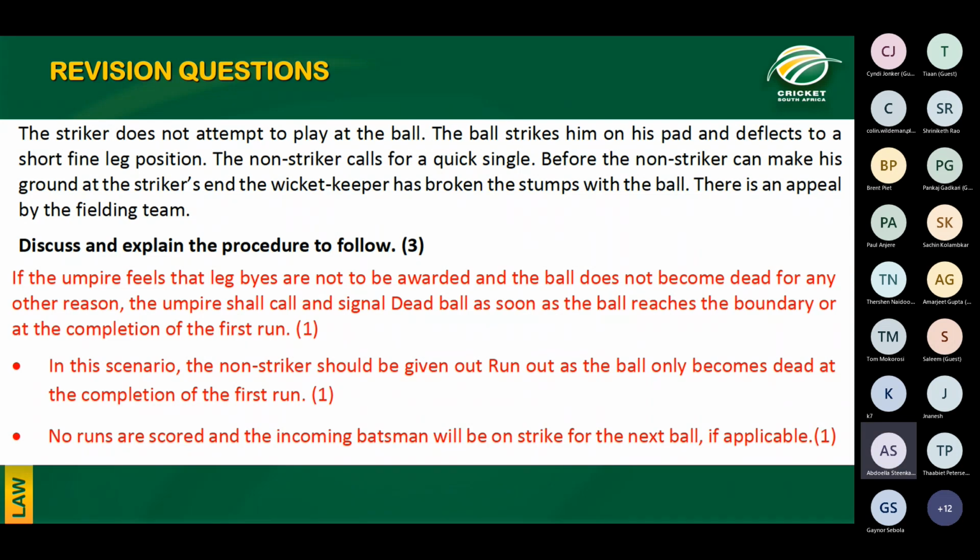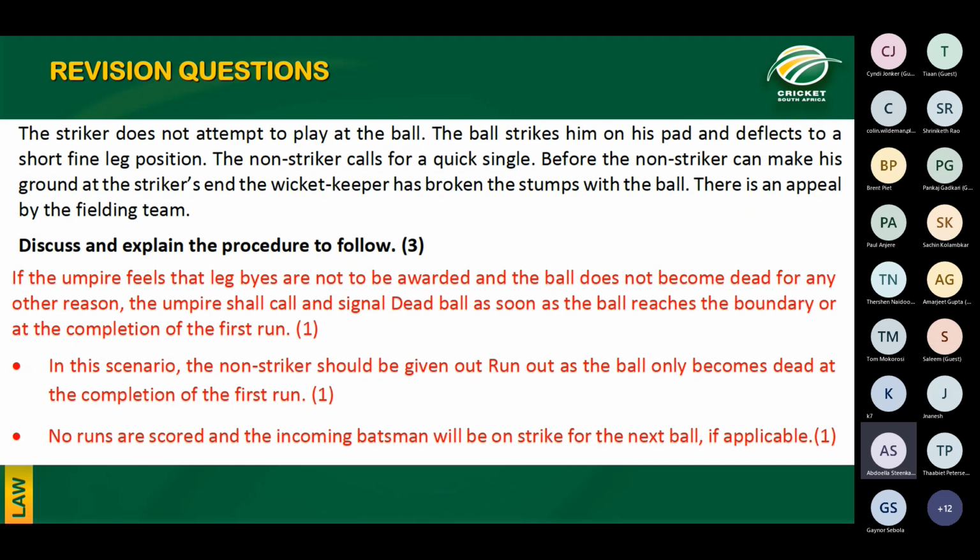So if the umpire feels that leg byes are not to be awarded and the ball does not become dead for any reason, as soon as the ball either reaches the boundary or on the completion of the first run, the umpire needs to call and signal dead ball. In this scenario, and remember, the law tells us you only call and signal dead ball upon the completion of the first run. So in this scenario, the non-striker should be given out run out because the ball only becomes dead on the completion of the first run.